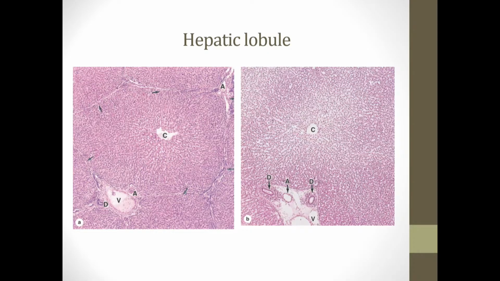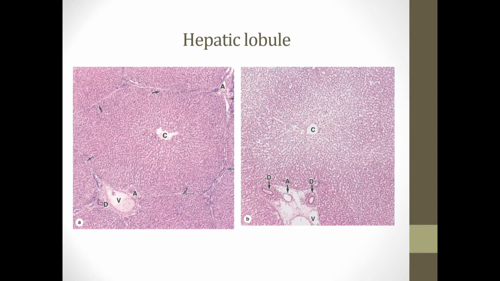Then it's also the hepatic lobule, but this is the hepatic lobule of the pig, and this is the hepatic lobule of the human. Can you distinguish any difference between these two? This is the hepatic lobule of pig. Another one is the hepatic lobule of human. What's the difference, how do you think, between these two?